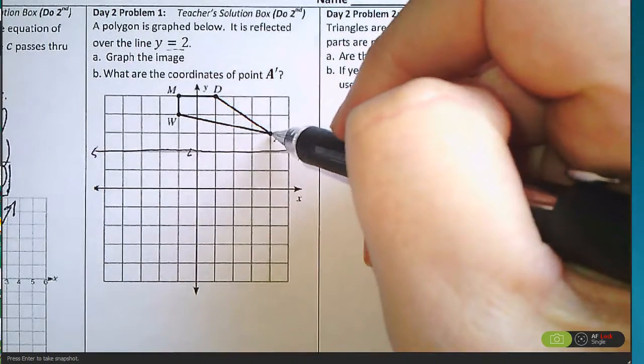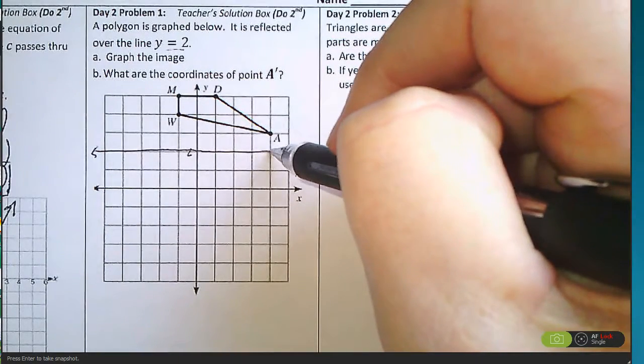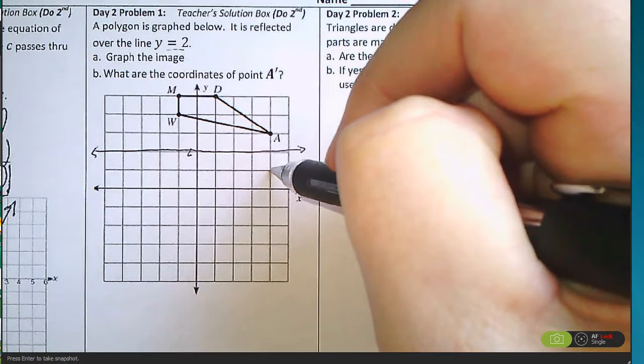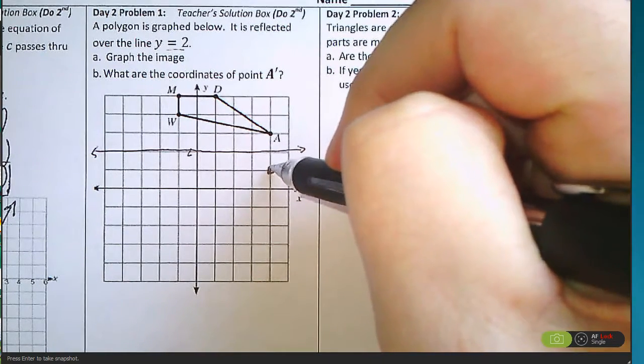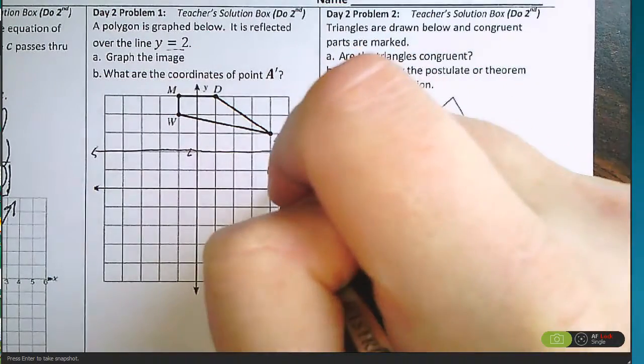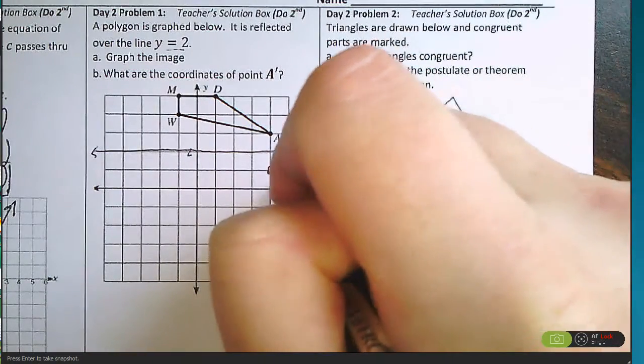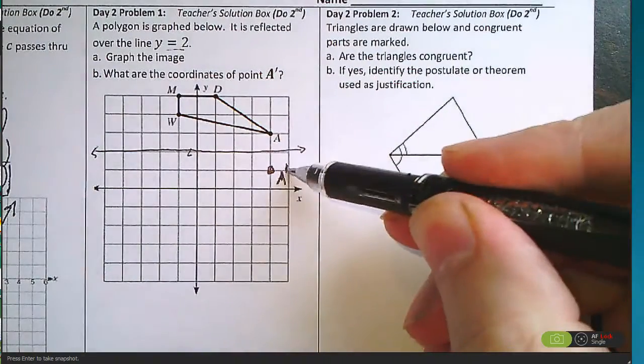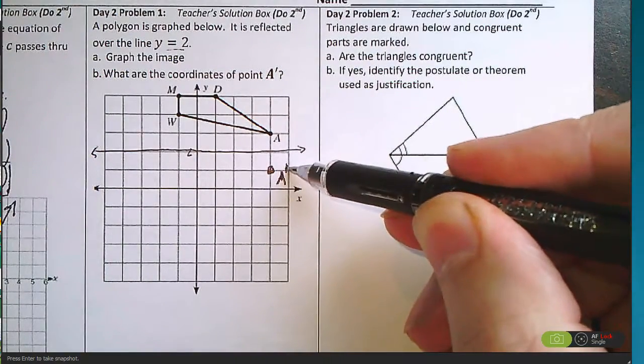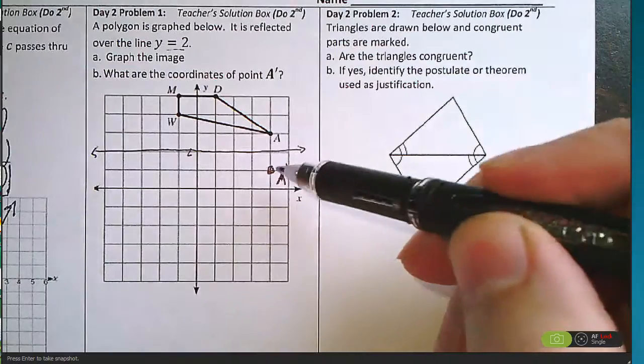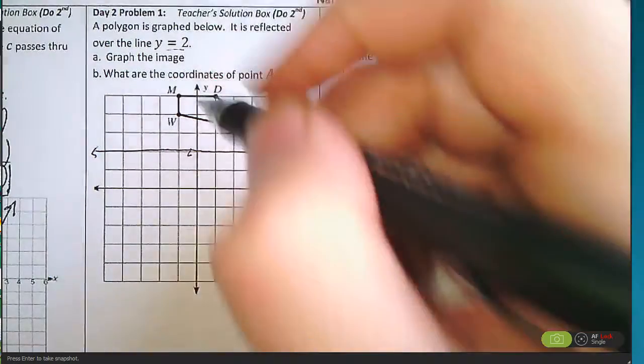For example, point A is 1 unit above the line y equals 2. So if we continue 1 unit below the line y equals 2, this is where the image of point A is located. And it's common to call that A prime, where this little apostrophe mark is the word prime in geometry. We can do this for the other corners of the shape as well.